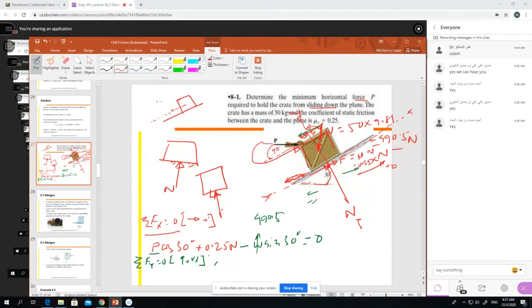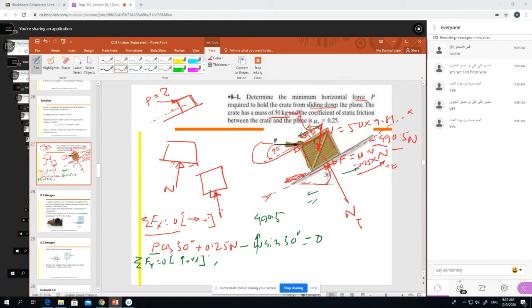So in the question they want to keep some force so that it is at rest, in equilibrium, and doesn't start to fall down. Their question is what is the minimum force that can stop it from sliding down. That is the question, and some conditions are given. The mass is given as 50 kilograms.